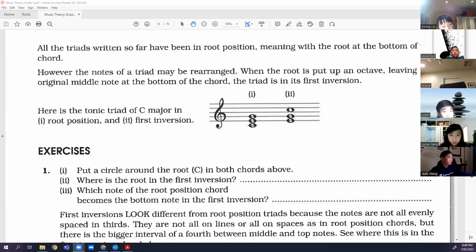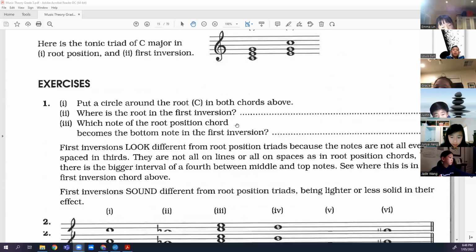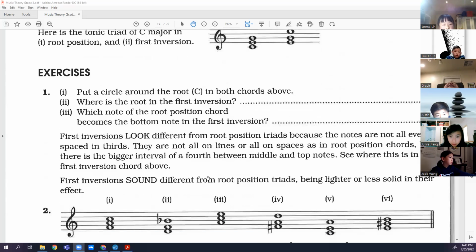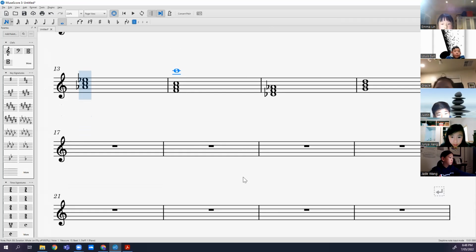So how do you convert a root position triad into a first inversion triad? Basically, you just move the root up an octave. Easy peasy. I want to show you how first inversion triads sound in comparison to a root position triad. Someone give me a random scale. F major, easy peasy. Here's the tonic triad of F major, and here's the tonic triad of F major in first inversion.